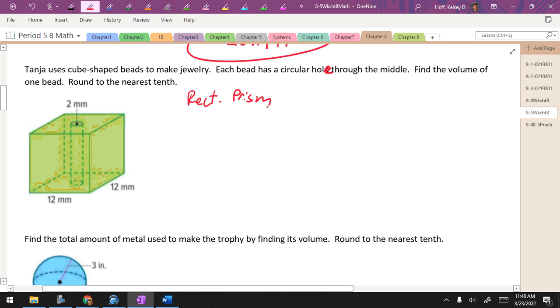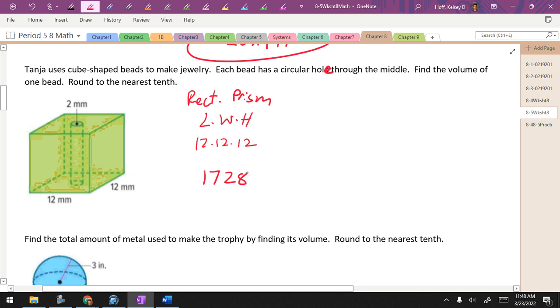How do I find the volume of a rectangular prism? Length times width times height. Now, because it's a cube, what do you know about the length, the width, and the height? They're all going to be the same. In this case, it is 12. So 12 times 12 times 12 is 1,728.